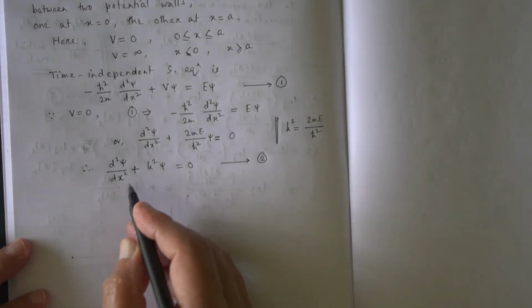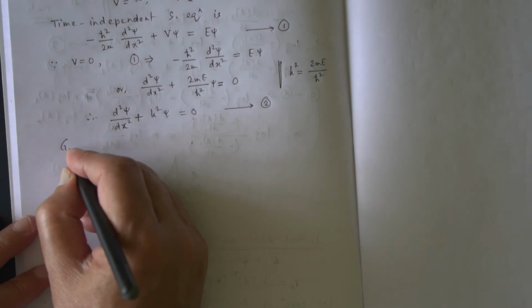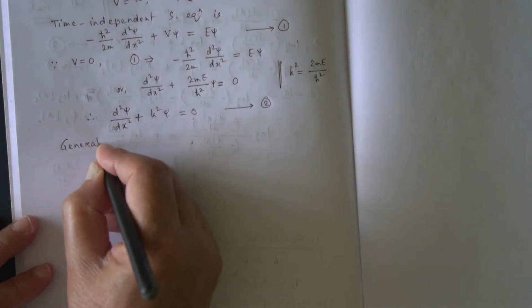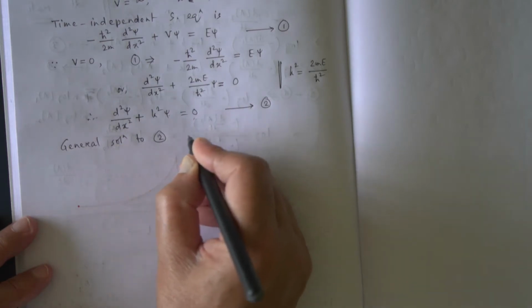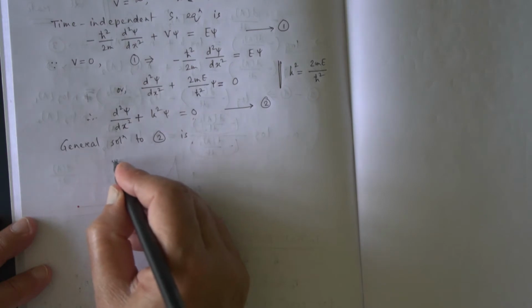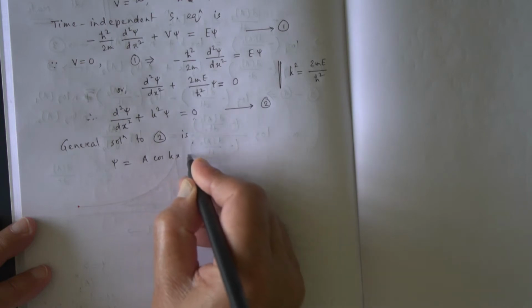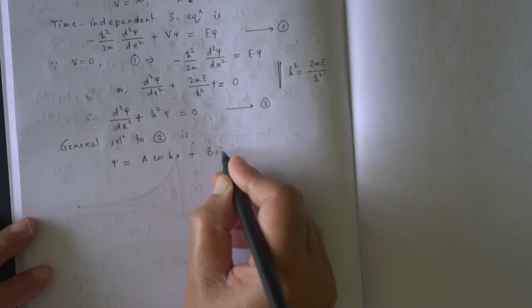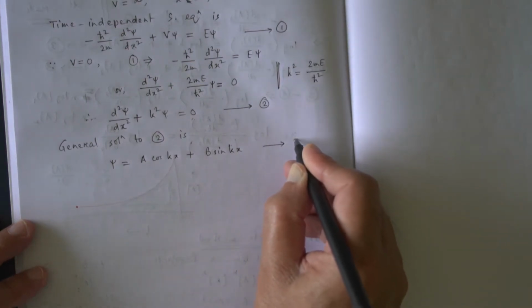Okay? So you definitely remember what the general solution to this equation is. Okay? So the general solution to equation 2. What is the general solution? Psi equal to a cos kx plus b sin kx. So this is the general solution.